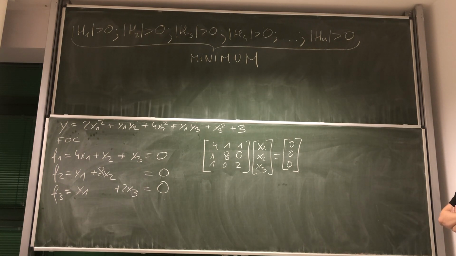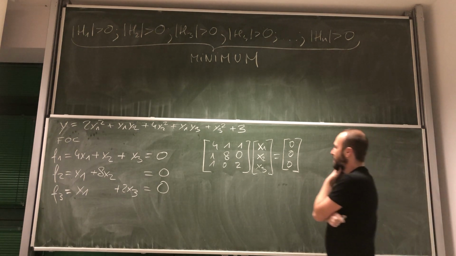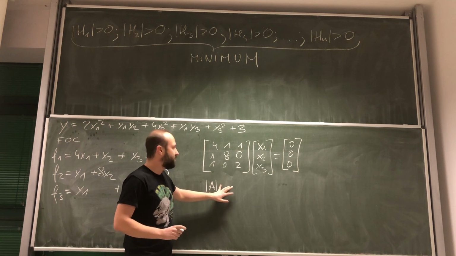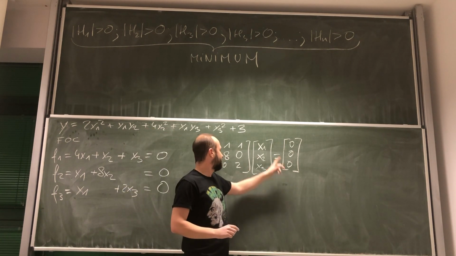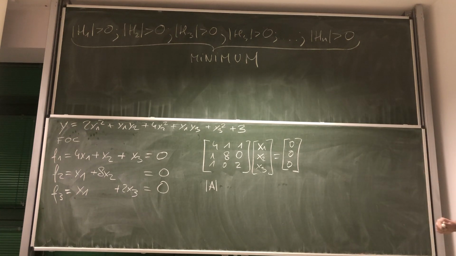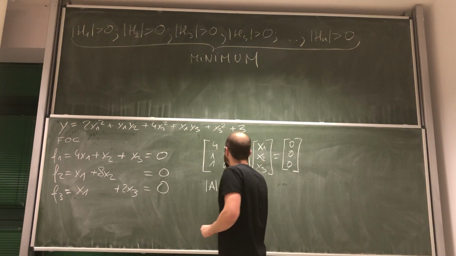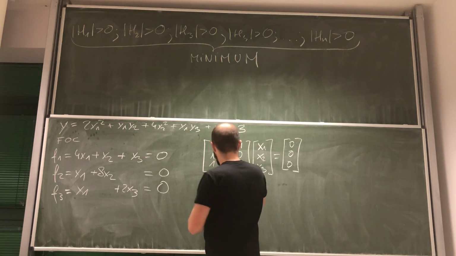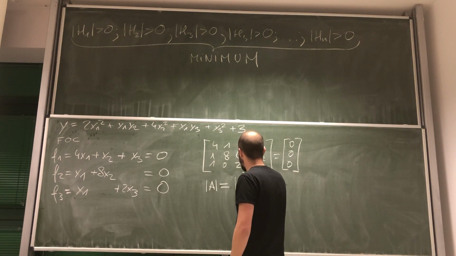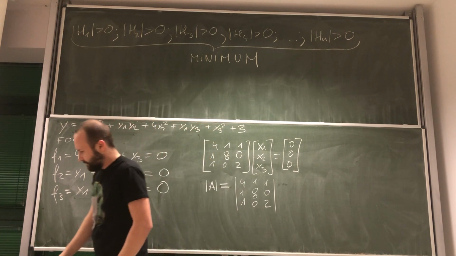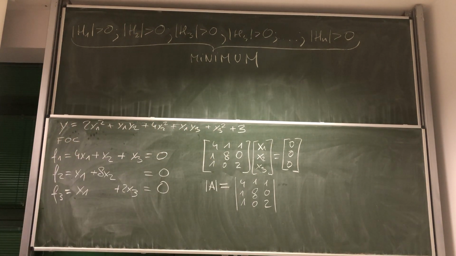But let's just say, it depends on what? It depends on the value of the determinant. If this determinant is different than 0, then we will have one unique solution, right? x1 equal to x2 equal to x3 equal to 0. But before we start calculating this determinant, let's notice some interesting things about it. Because this determinant over here, if I would write it for 4, 1, 1, 1, 8, 0, 1, 0, 2, it's very, very specific, very particular, I would say.